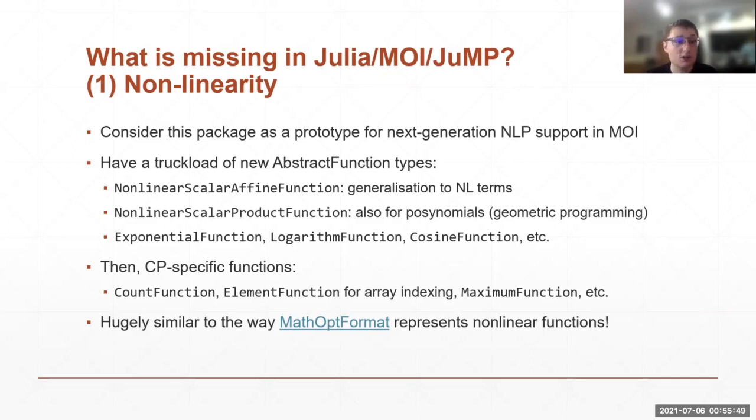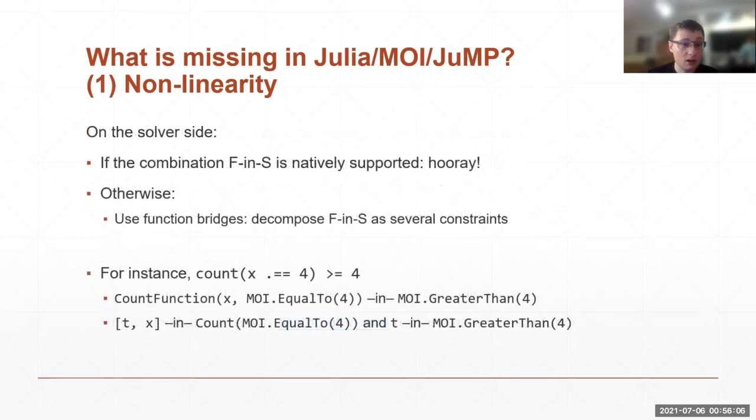This way of writing the nonlinear functions is really similar to a MathOptFormat, which is a novel representation of optimization programs in JSON. And that's really driven by the same principles as MOI. On the solver side, this implementation could be really useful because you could directly see if some combination of function is natively supported. Otherwise, you could use existing function bridges to decompose your constraint into several other constraints.